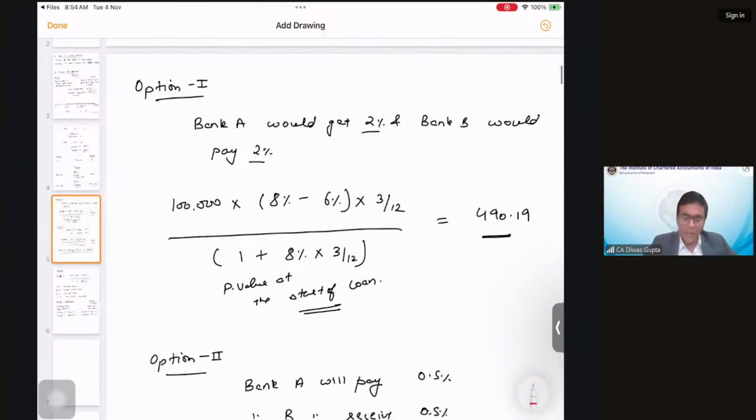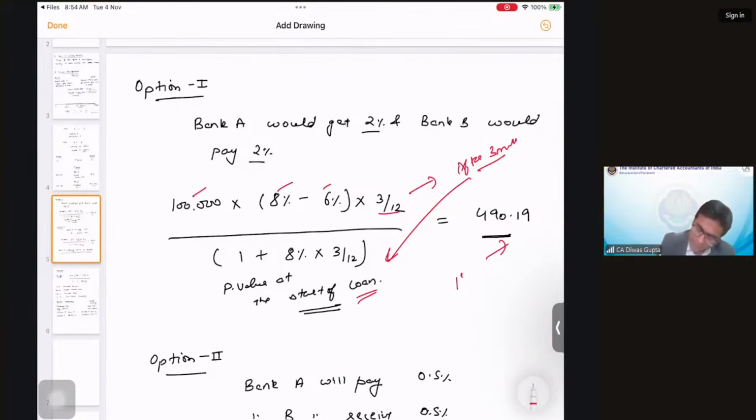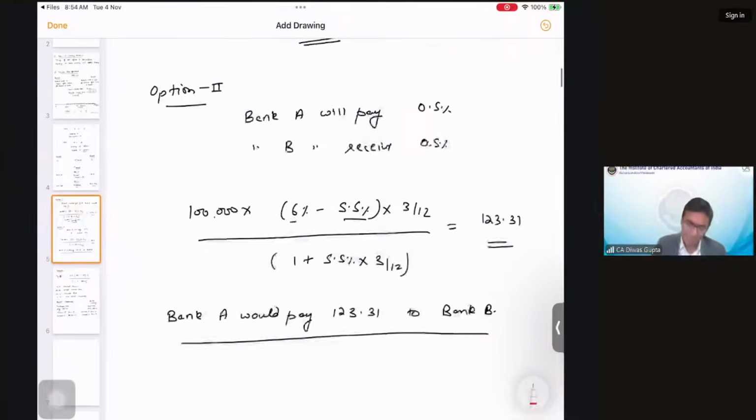Perfect. Now, there are two ways it can get settled. One, Bank A would get 2% and Bank B would pay 2%, which is the differential amount, right? On 1 lakh, which is the notional amount, 8 minus 6, which is 2% for 3 months. This is the value after 3 months, so this will be taken at a present value, and 490.19 will be paid by Bank B to Bank A after the first month end.